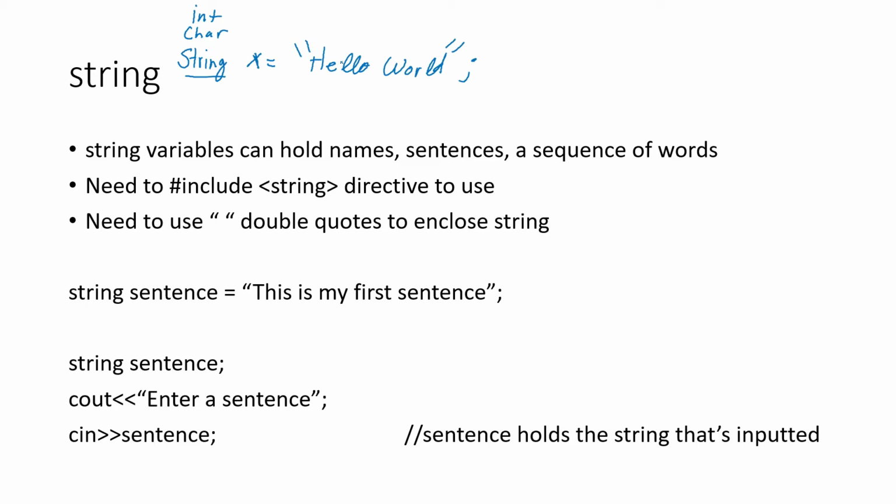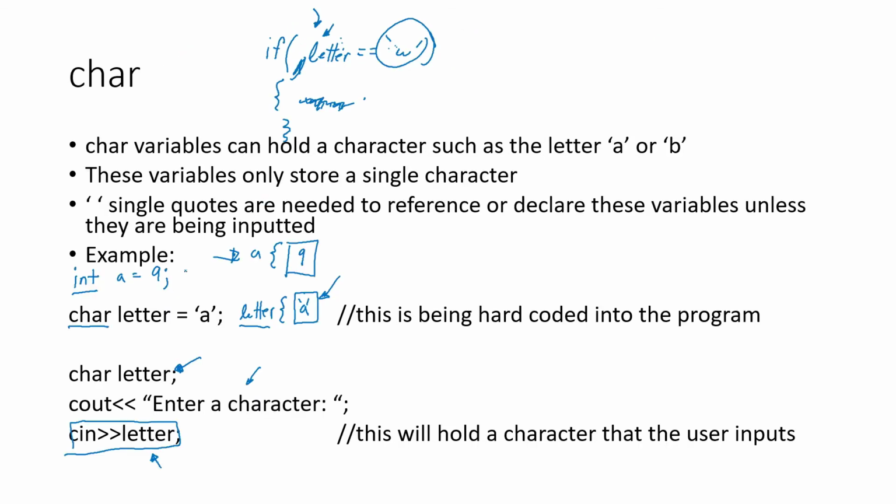But what's very important is we need to use the include string directive when we first begin our program. Just like we use iostream, we need to also include the string directive. And if we want to hard code a sequence of words or sentences, we need to use the double quotes. Remember, for a character, we use single quotes. Right here, we use single quotes.